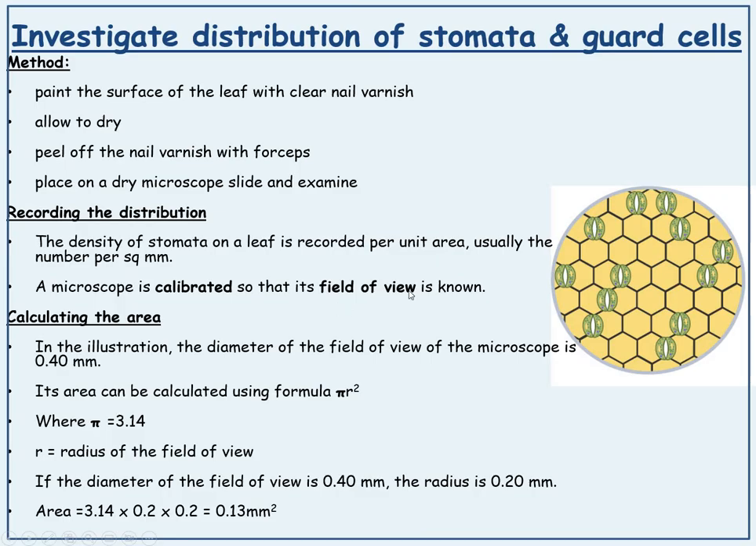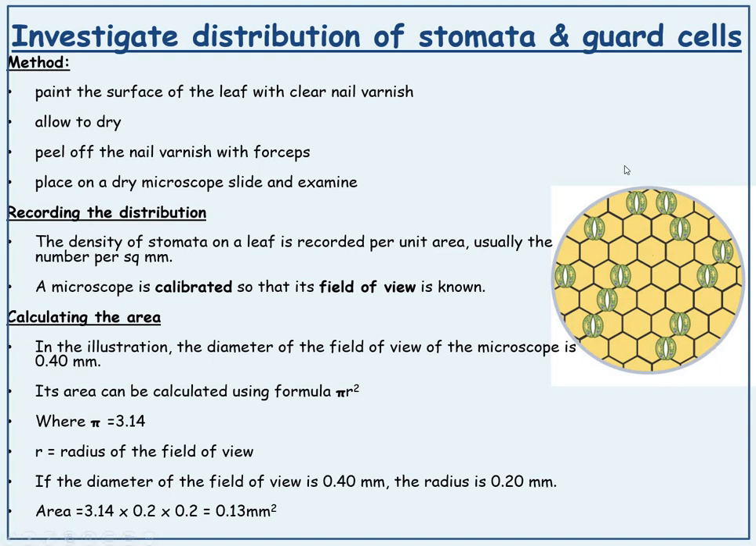So just a bit of math skills to investigate the distribution of stomata and guard cells. A simple method for doing this is paint the surface of the leaf with clear nail varnish, allow it to dry, peel off the nail varnish with forceps, place on a dry microscope slide and examine, record the distribution. So the density of stomata on a leaf is recorded per unit area, which is usually the number per square millimetre. And a microscope is calibrated so that its field of view is known.